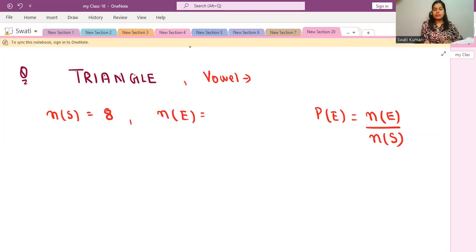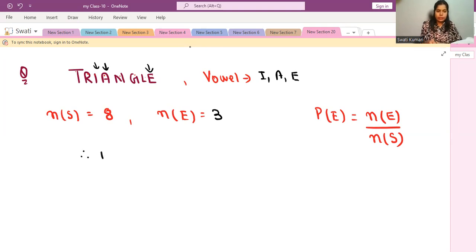So we know that vowels are A, E, I, O, U. Here we have I, we have A, and then we have E also, right? So how many vowels do we have here? 3 vowels: I, A, and E. If you count it, it is 3. So yes, you can write down here 3.